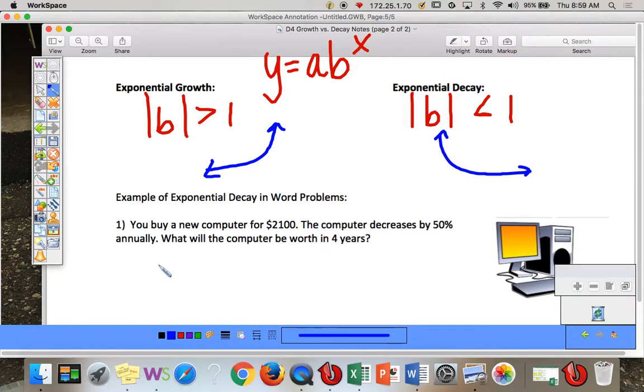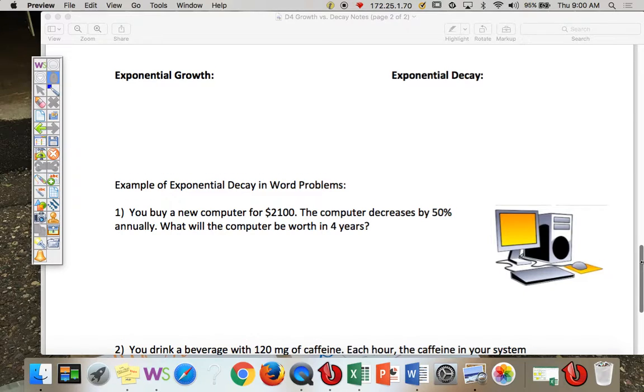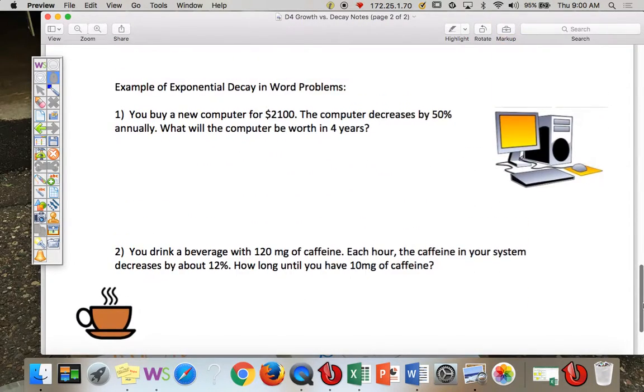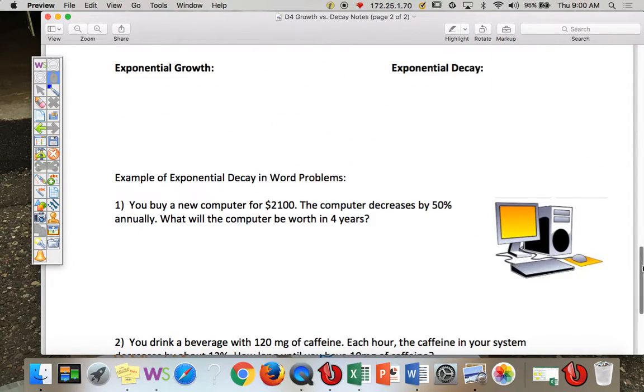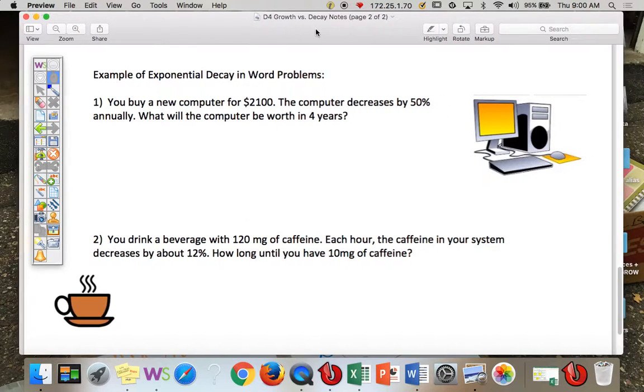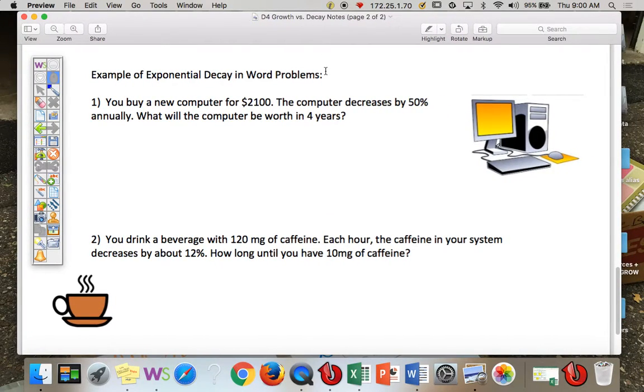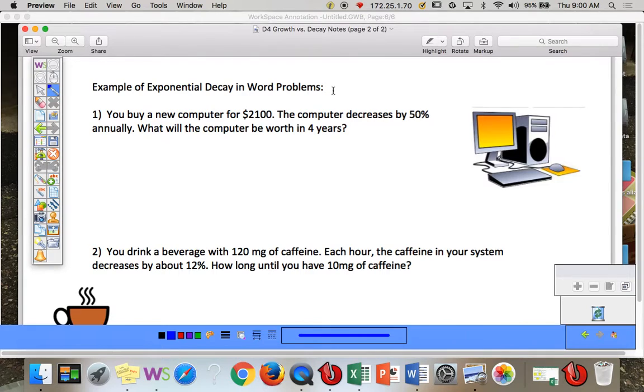So how does that translate to word problems? Well, let's do a few of those, and this will be what you practice today. Let's say you buy a new computer for $2,100 and the computer decreases in value by 50% annually. What will the computer be worth in 4 years?